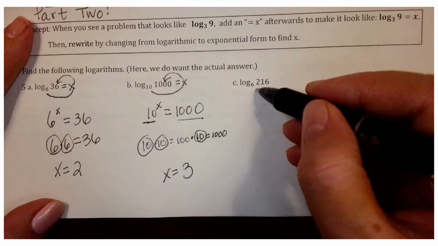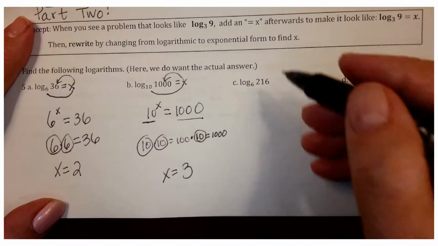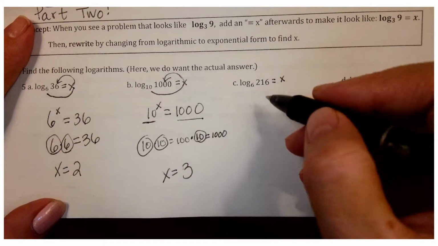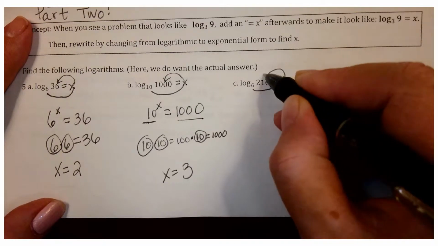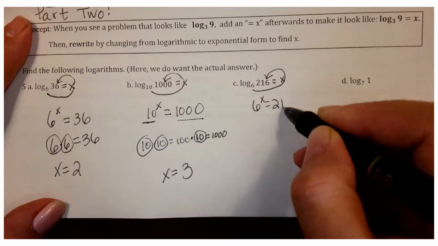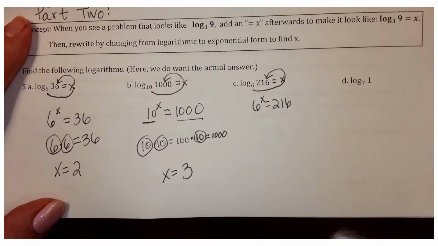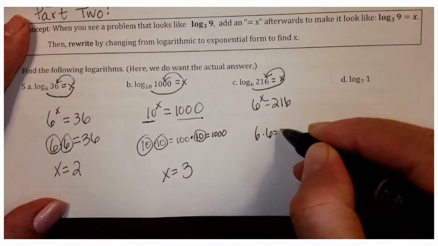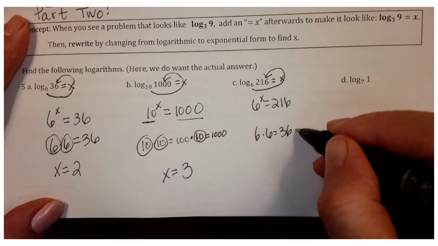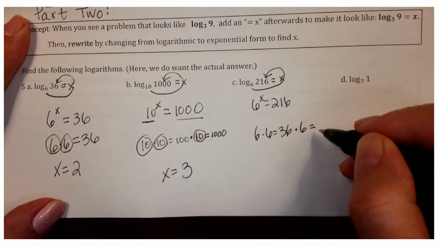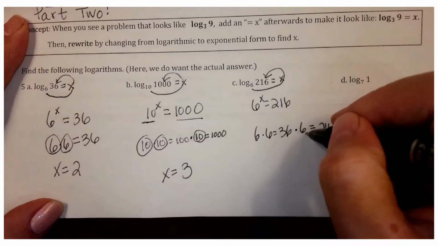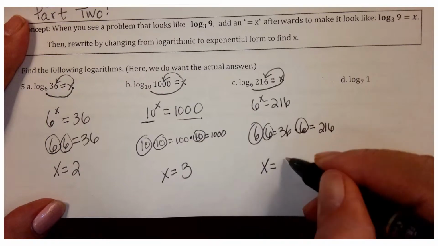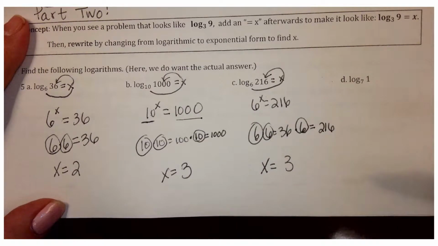Let's look at this problem. Set this equal to x. Then convert to exponential form. 6 to the x equals 216. So let's just try this. 6 times 6 is 36. Ooh, that's not 216. So let's multiply by 6 again. And that gives us 216. So we have 1, 2, 3 6's. So this is going to be 3. So 6 to the third would give us 216.